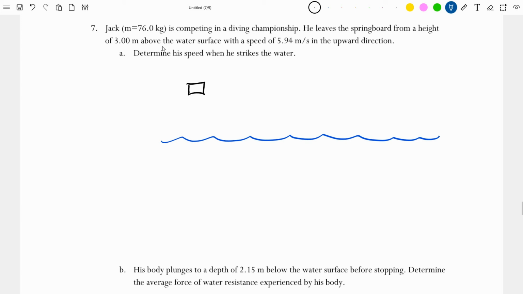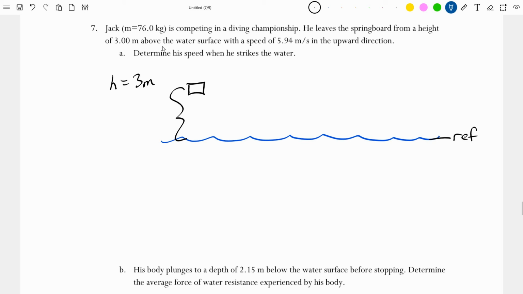So there's an object. I don't care what happened. I don't care about the springboard. That's already done what it needs to do. So basically, at the start of this situation that I'm presented with, we can treat this as our reference level. Let's call that the surface of the water, the reference level. I think that'd be a very good way to do it, especially since we're told it starts at a height of 3 meters.